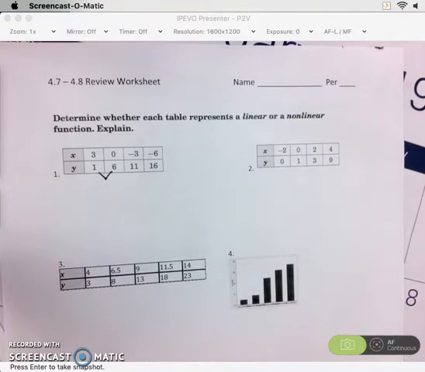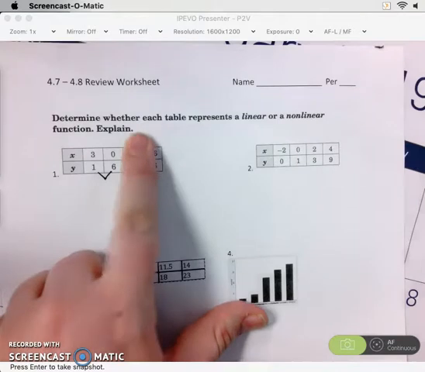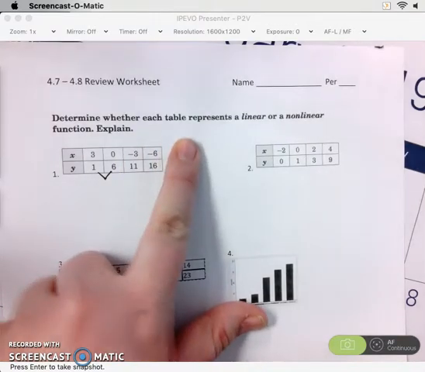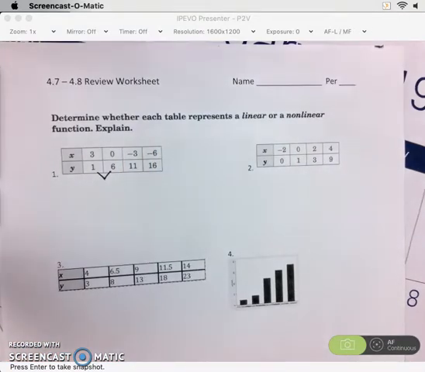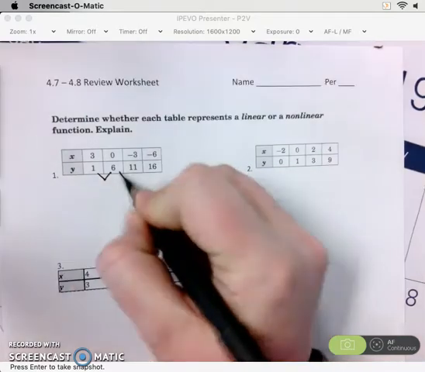All right, 4.7, 4.8 review worksheet or practice quiz. The first is asking you to determine whether each table represents a linear or nonlinear function. If it's linear, it will have a constant rate of change. If it's nonlinear, it will not be constant. So I have to find the rate of change here.